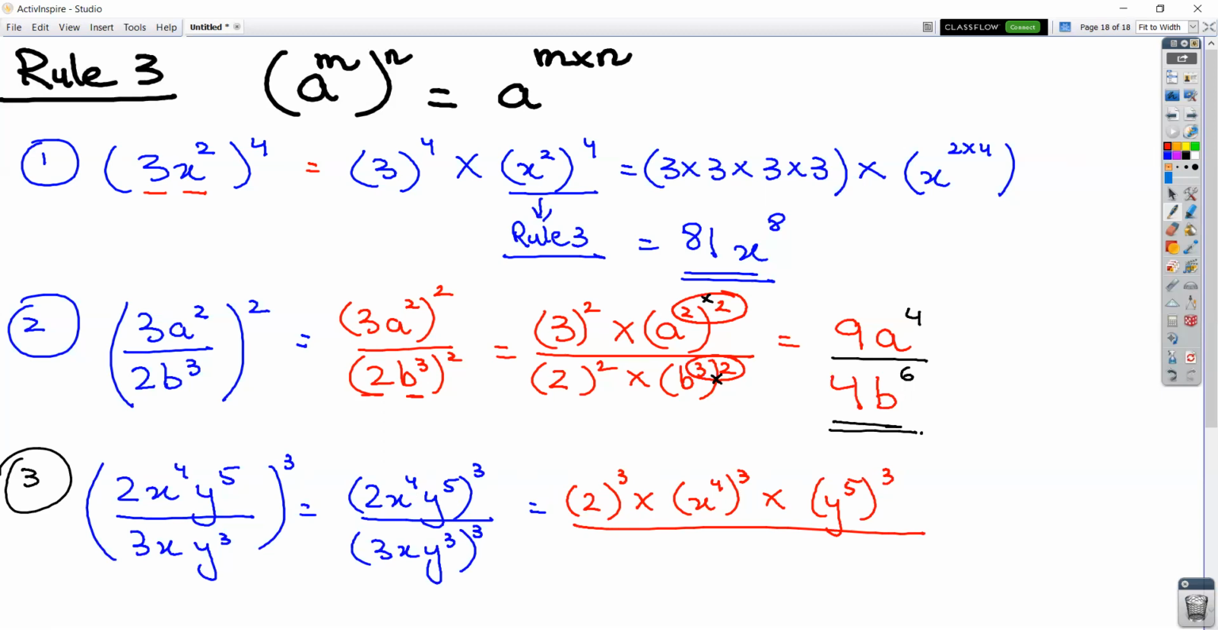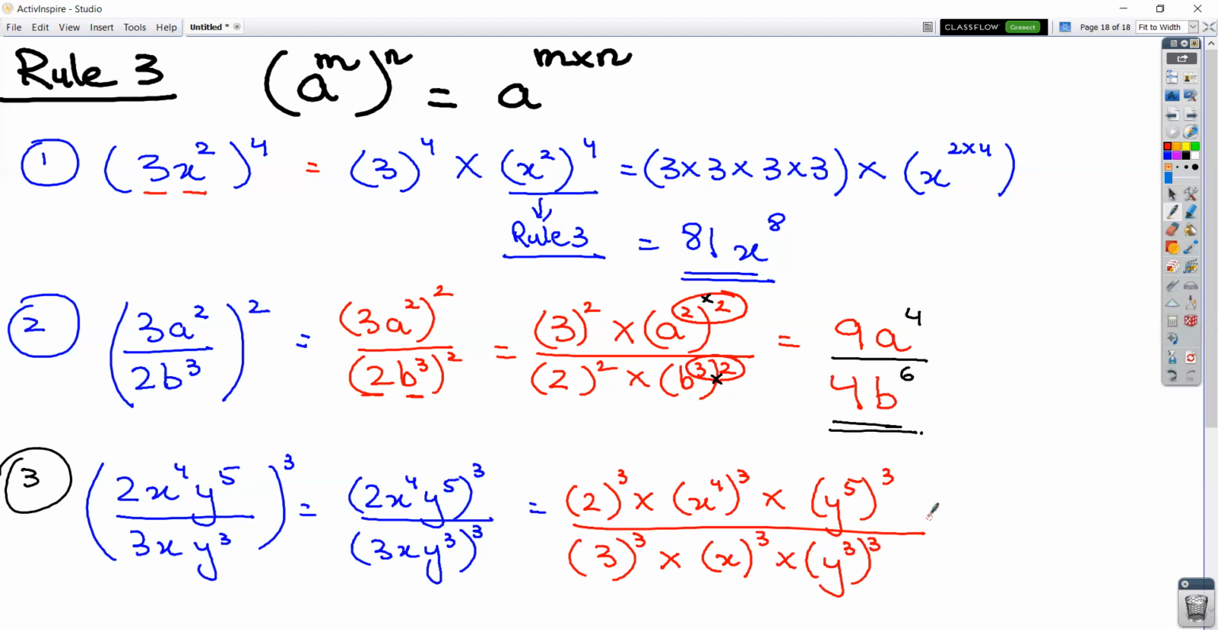Same thing I'll be doing with the denominator now, where I'll be giving the power 3 to each of the terms written inside the bracket. To begin with the first one, we are having 3 to the power of 3. Then we are having just x with the power of 3. And then we are having y cubed with the power of 3.